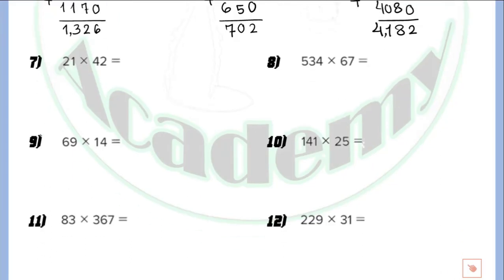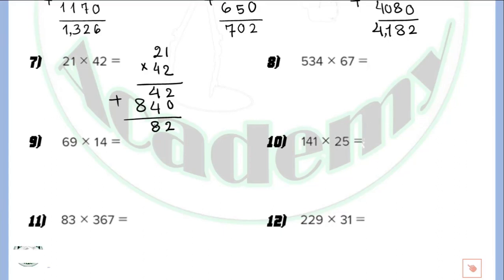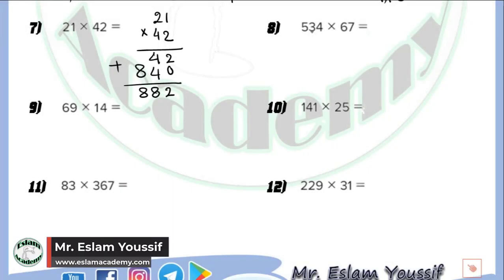In question number 7, we have a horizontal question. We have the question written in the same line. Just write them vertically. So we have 21 multiplied by 42. If you start from 42 or 21, you will find the same answer. 2 times 1 equals 2. 2 times 2 equals 4. Before starting multiplying the second number, write 0. Now we have 4 times 1 equals 4. 4 times 2 equals 8. By adding the two numbers, you will find that 2 plus 0 equals 2. 4 and 4 equals 8. Then write 8.